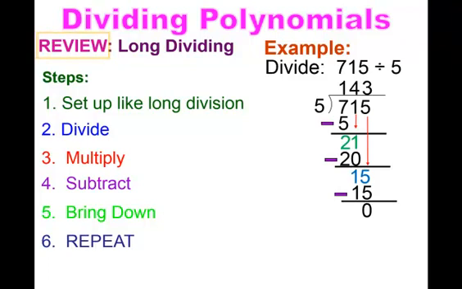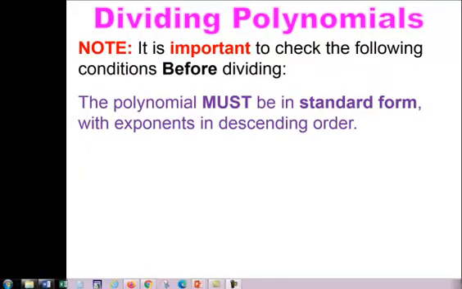is similar to this. So before we start dividing polynomials, it is important to check the following conditions before dividing. The first condition is the polynomial must be in standard form with the exponents in descending order. And what that means is you need to have the term with the highest exponent in the first position, and then it goes in descending order all the way down to the constant.